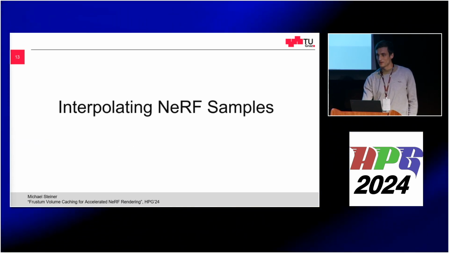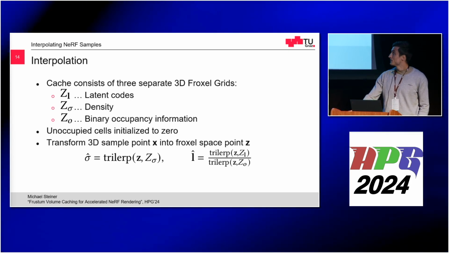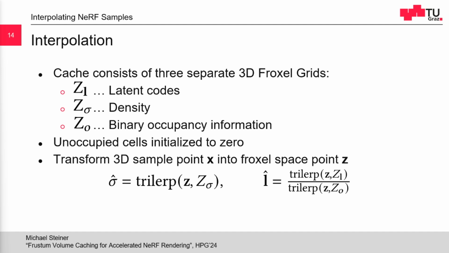So let's get straight into how we interpolate these NeRF samples. Our cache consists of 3 separate 3D voxel grids storing latent codes, density, and binary occupancy information. In general, we initialize all unoccupied cells to 0, and when sampling density from this cache, we first transform any 3D sample point into voxel space and trilinearly interpolate from our density voxel grid. This leads to no problems, as these unoccupied cells are just treated as having a density of 0.